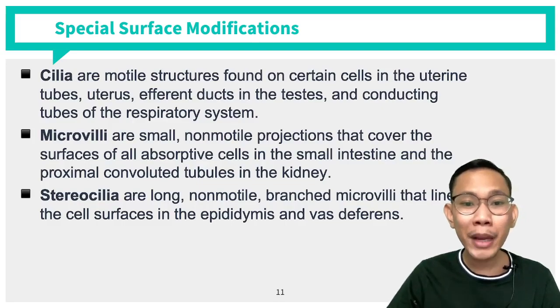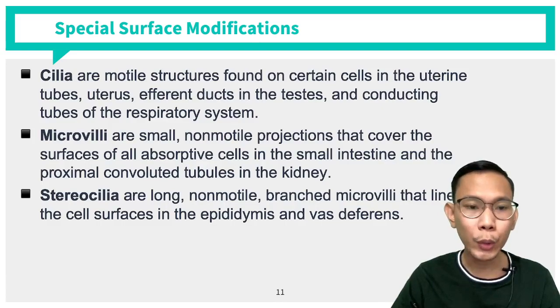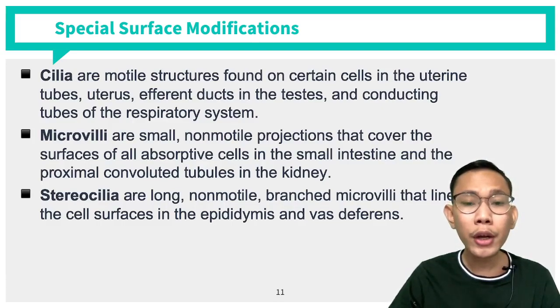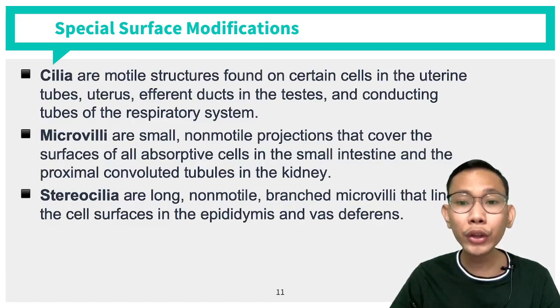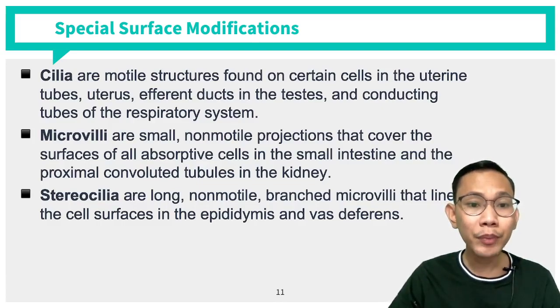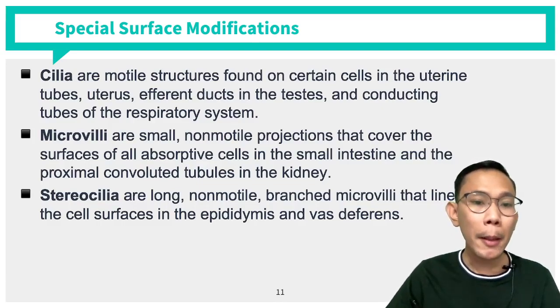Now we have special surface modifications, or specialized structures, of your epithelium. We have your cilia, your microvilli, and your stereocilia. When we say cilia, these are motile structures found on the surface epithelium in your uterine tubes, uterus, efferent ducts in your testes, and conducting tubes of your respiratory tract. That's why I always remember cilia is motile.